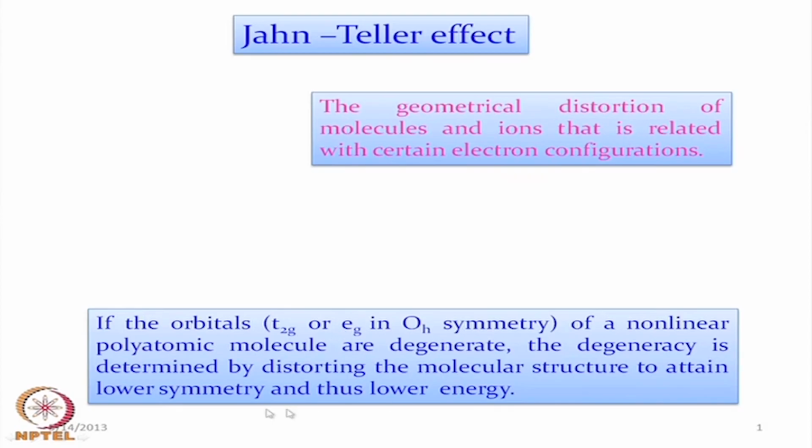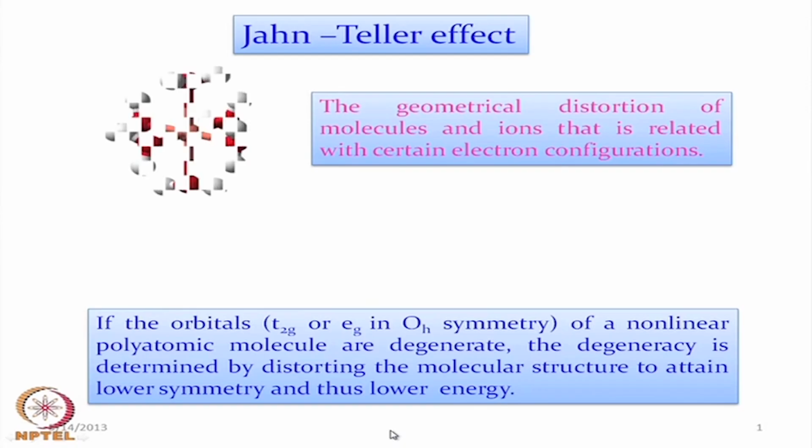So, the degeneracy is removed by distorting the molecular structure to attain a low symmetry, and thus a low energy situation. This distortion will lift all this degeneracy, that means they will no longer be degenerate. The t2g set will have further splitting and the eg set will have further splitting, and unequal occupancy of those split levels will give rise to a low energy situation. The splitting, as we know, originates from the lower symmetry compared to the octahedral symmetry.